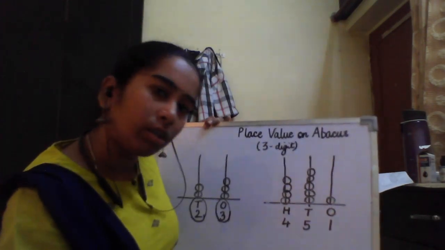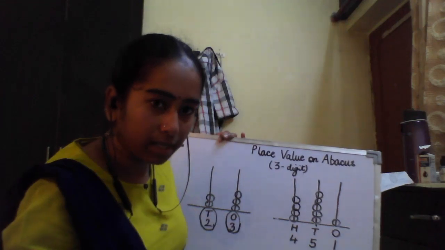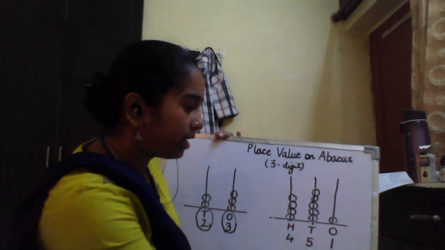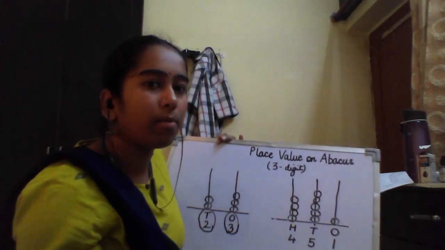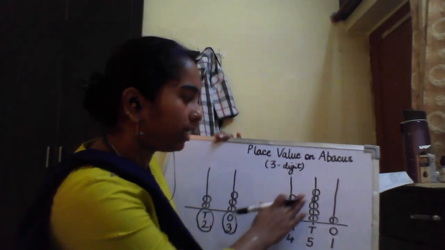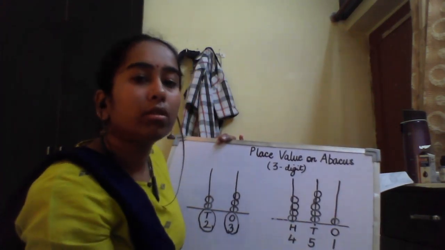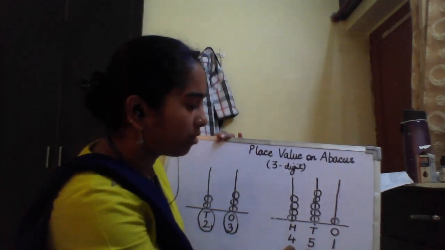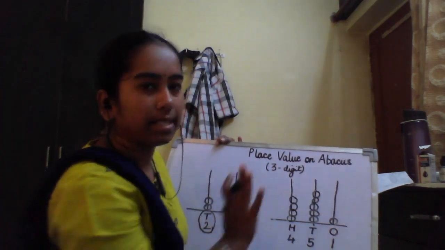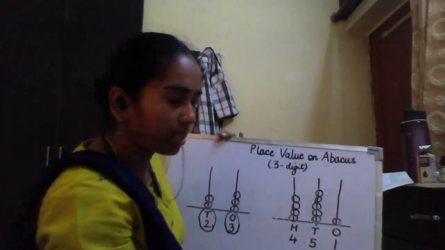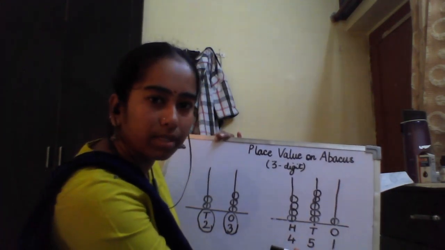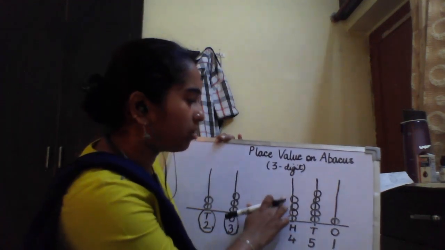So you know now how to represent a number on an abacus. You have to read the number aloud. Just write it down under the abacus so that you know how many beads you have to draw in that respective spike. So remember to write down the number under the abacus. It will be easier for you to draw the beads there. Draw the abacus, write the places, then write the number you have to represent under the places, and then draw the number of beads.